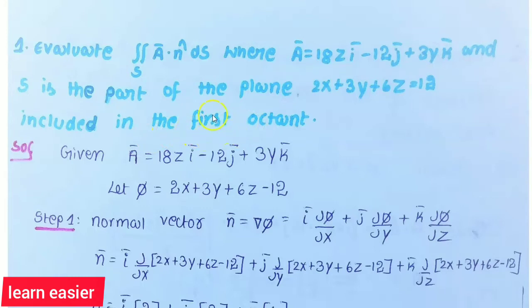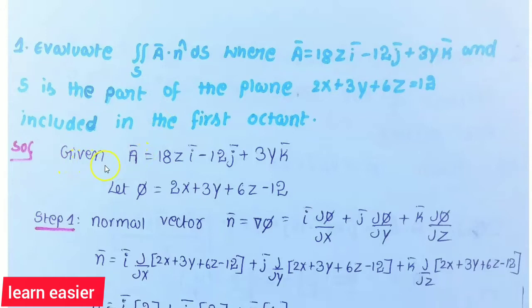In three dimensions, first octant means the octant in which x, y and z are all positive. So in the first octant, x, y and z are positive. Let's start the solution.